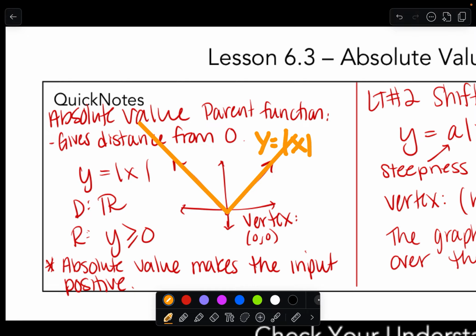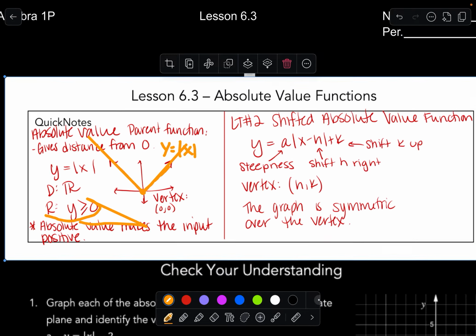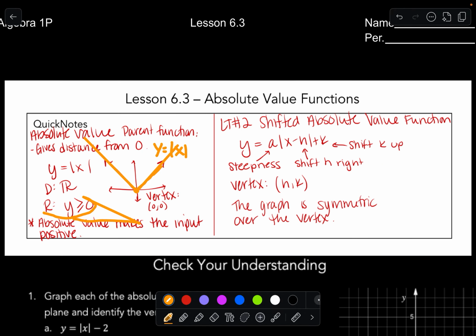The y values, notice this graph stops at y equals 0. Matter of fact, it's at the origin. And it doesn't go below the x-axis. So the range is y is greater than or equal to 0. Okay.